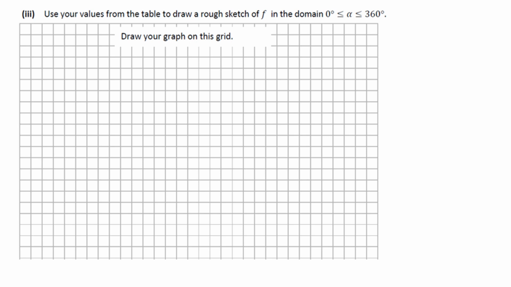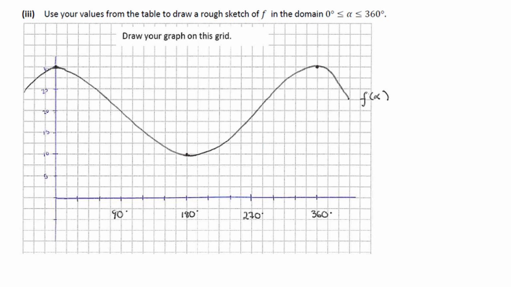So use your values from the table to draw a rough sketch of f in the domain where alpha is between 0 and 360 degrees. So we're going to get something like this. Straight away, you should be able to see which trigonometric function we are dealing with. In order to figure that out, we need to first look at the midline. So adding in that midline here, it goes between 10 and 30, so the midline will be at 20.